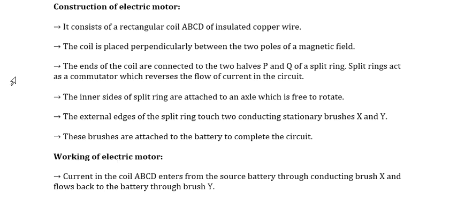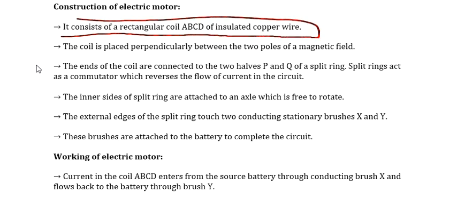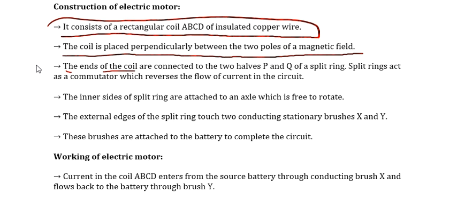Construction of electric motor. It is also very important to keep in mind. It consists of a rectangular coil ABCD of insulated copper wire. The coil is placed perpendicularly between the two poles of a magnet. The ends of the coil are connected to halves P and Q of a split ring. The split ring acts as a commutator which reverses the flow of current in the circuit. What is its function? It reverses the flow of current in the circuit.